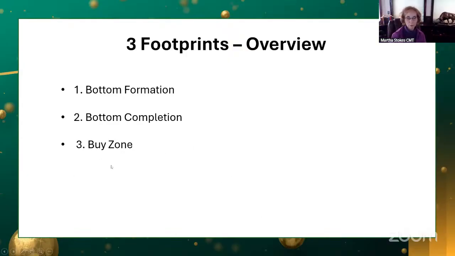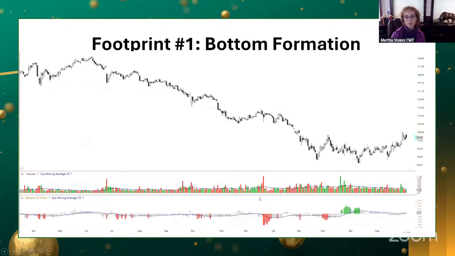Buy zone is the next one. There is a specific buy zone on the charts that I will show you that shows where the dark pools are. So our footprints on a bottom formation start early. We start to see some hidden accumulation here. And we see that they're starting to slow this selling down.